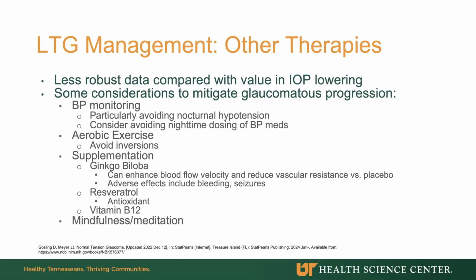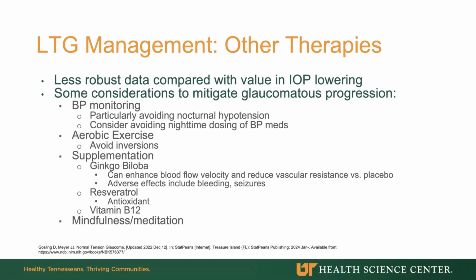And so how this translates is I tell my patients, hey, if you don't already, keep a blood pressure log, checking morning and evening blood pressures, and try to avoid nighttime dosing of blood pressure medicines. If it's once a day dosing, I usually get in touch with their primary care doctor to say, hey, can we consider morning dosing instead of evening dosing to mitigate that risk of nocturnal hypotension? And usually they're quite accommodating. Other kind of soft recommendations can include aerobic exercise with care to avoid prolonged inversions, like in yoga, downward dog.